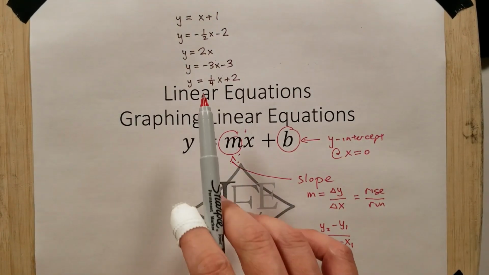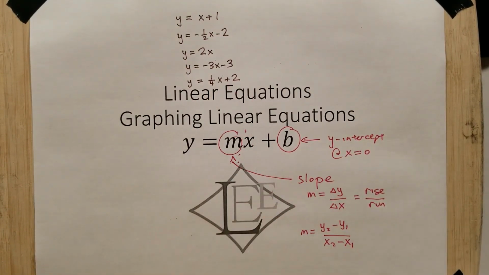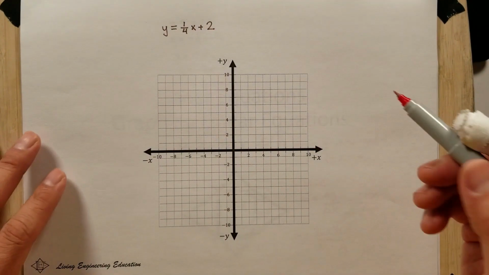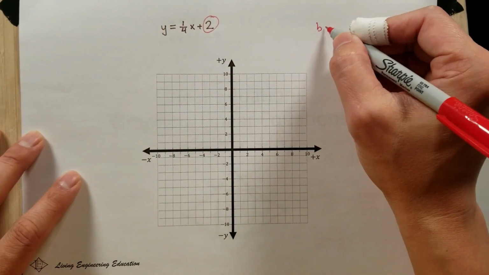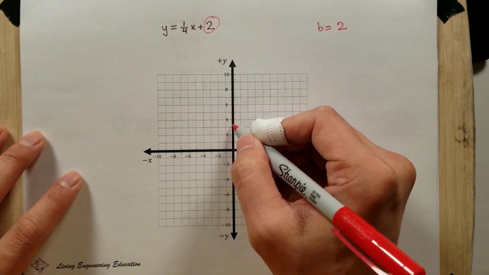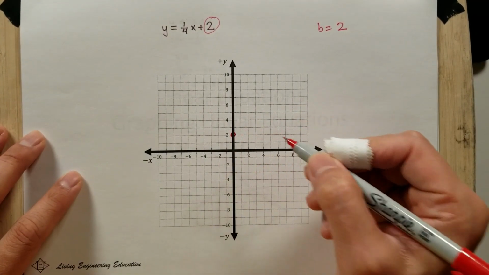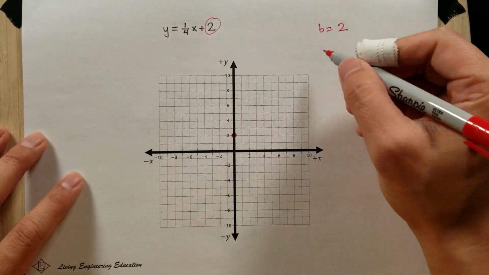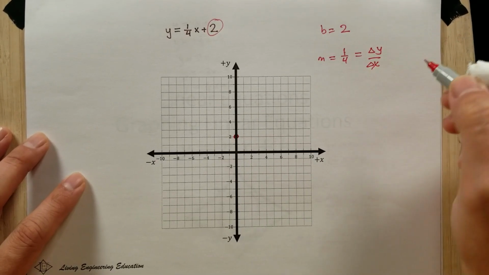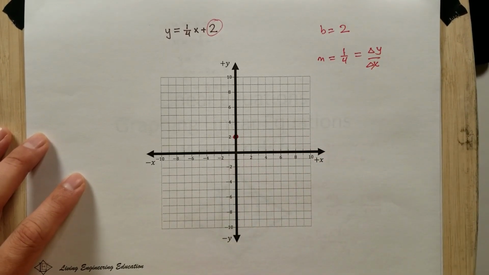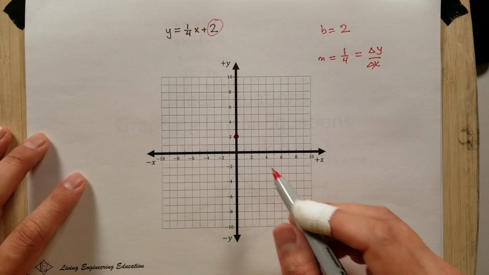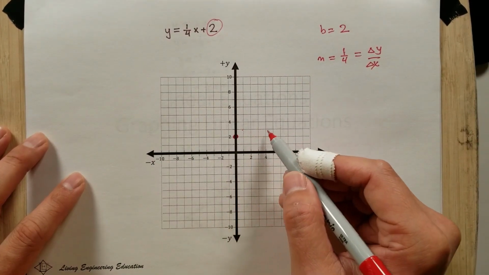This last problem is y equals 1/4 x plus 2. So we're going to go through the same process again. We'll identify that our y-intercept is equal to 2. We'll plot this point on the y-axis at 2. And we have a slope of 1/4. So this is a positive 1/4, so it's going to have a positive slope. So we're going to go up 1 and to the right 4. So up 1, then 1, 2, 3, 4.